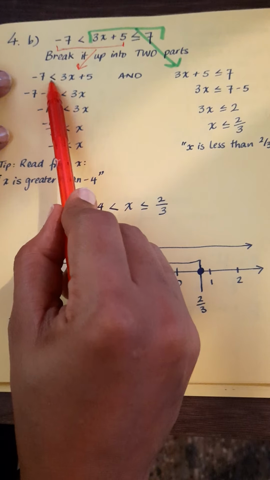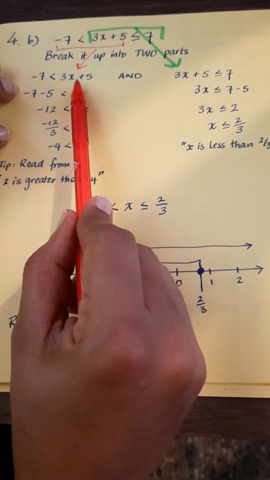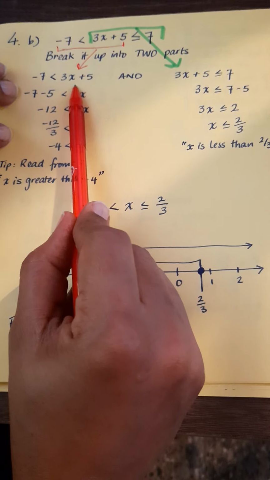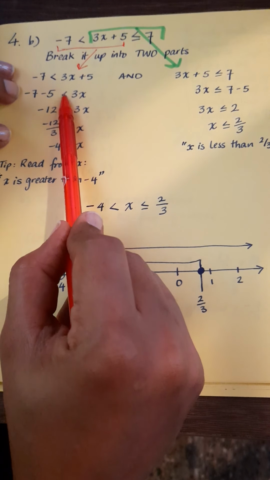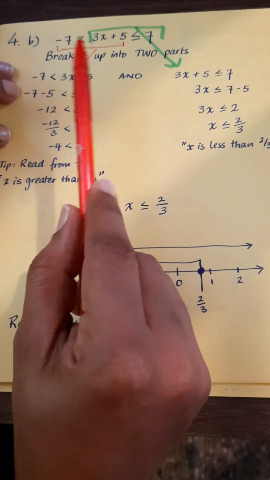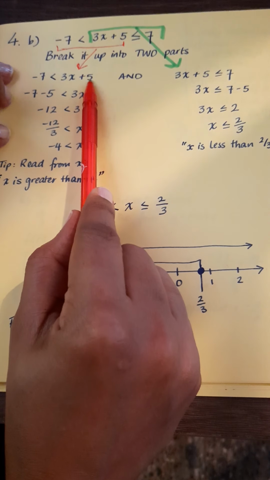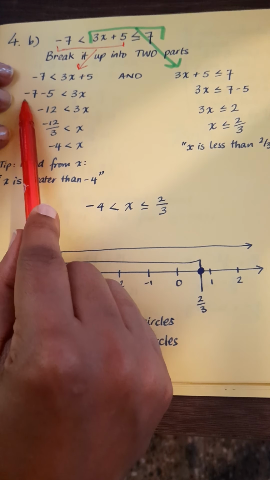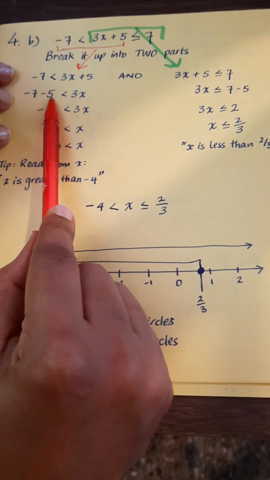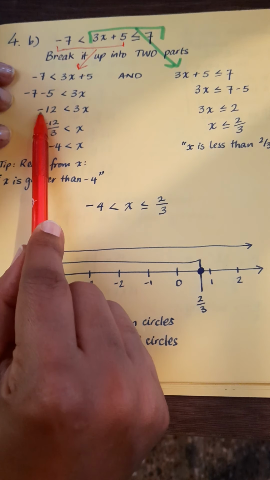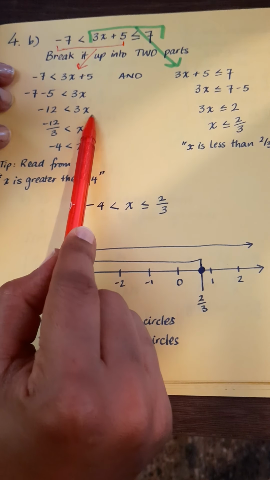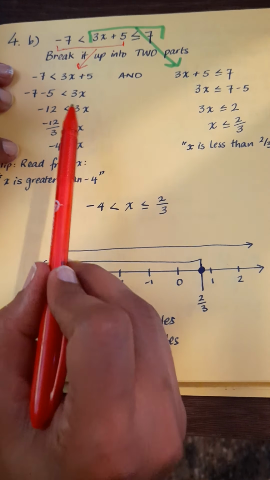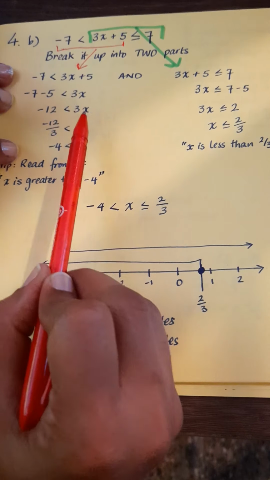Minus 7 is less than 3x plus 5. We are working this as if it was an equal sign, but you can never write the equal sign. You have to keep it as an inequality. So the opposite of adding 5 is subtracting 5. Minus 7 minus 5 is minus 12. So negative 12 is less than 3x.